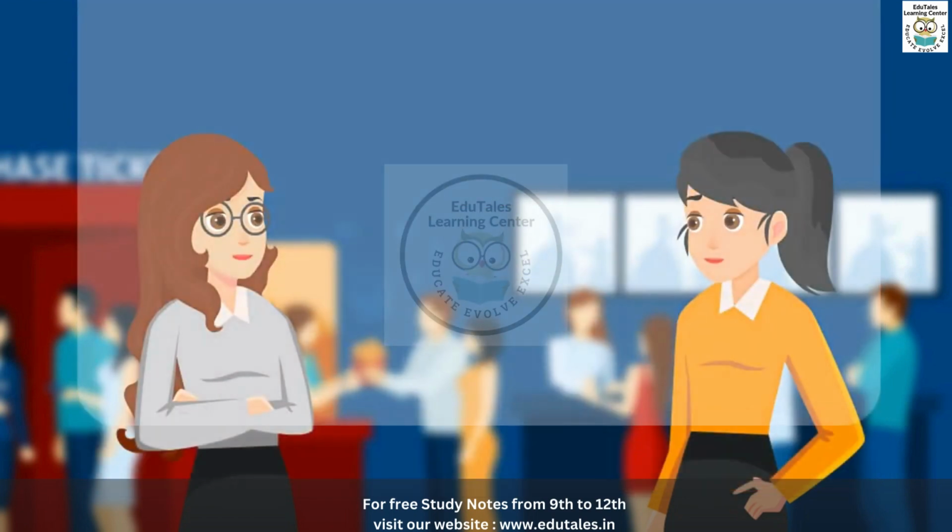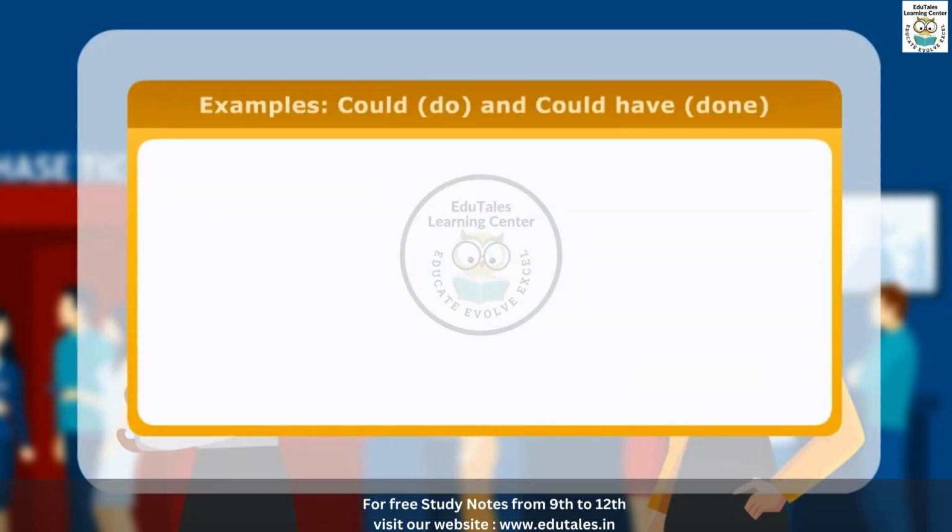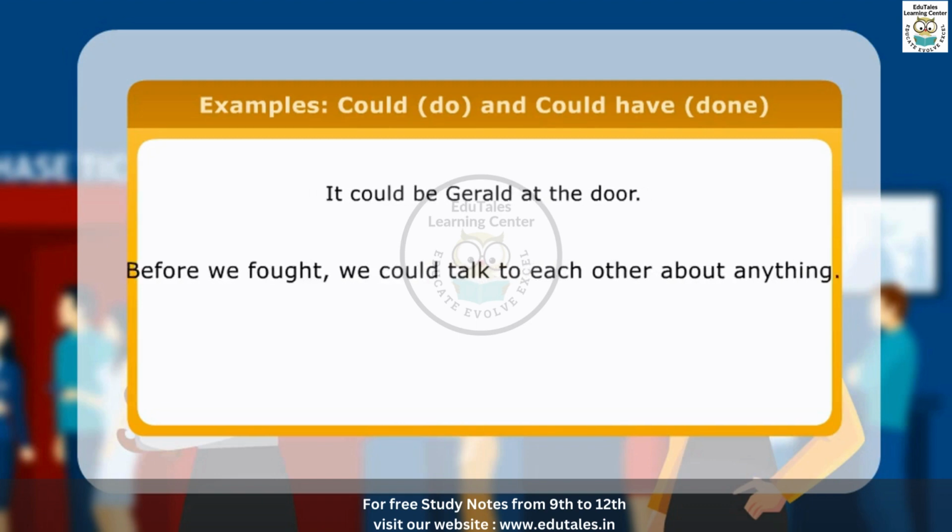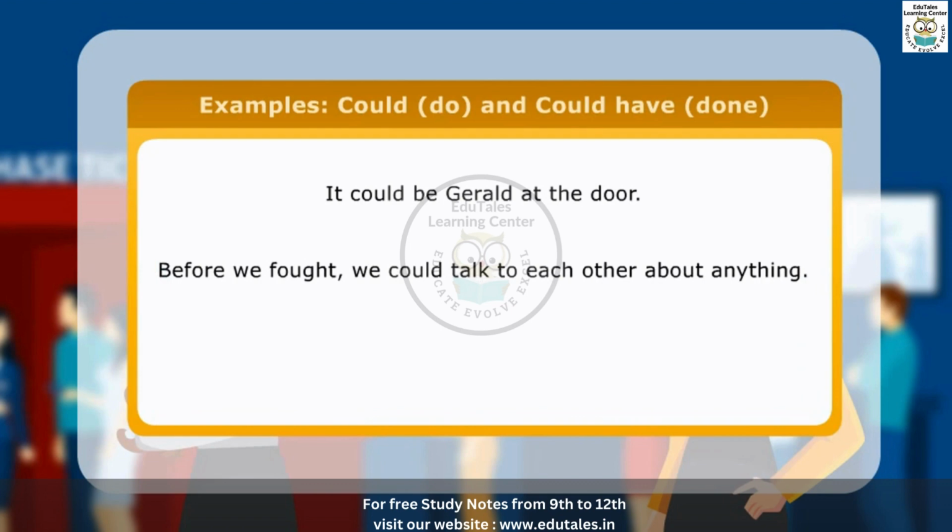Here are a few examples of sentences with could do and could have done. It could be Gerald at the doctor. Before we fought, we could talk to each other about anything. I could have caught the thief if I was not unwell.